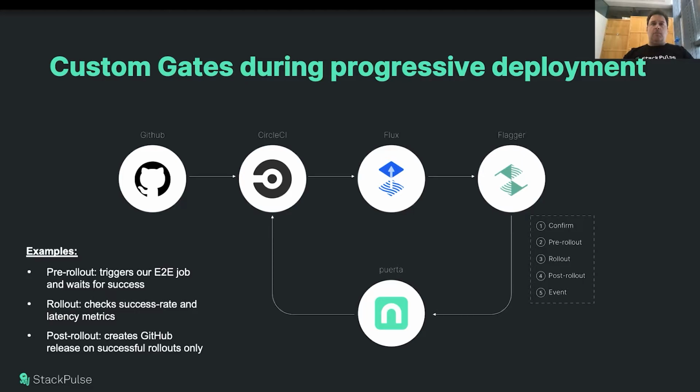We do more than just a Prometheus query, and we check success rates and various latency metrics as a part of every rollout promotion. On post-rollout, for instance, inside our staging environments, we go back to our GitHub repos and mark the release only after a successful Canary promotion in production. So we can enrich this process, and we actually do that quite a lot.